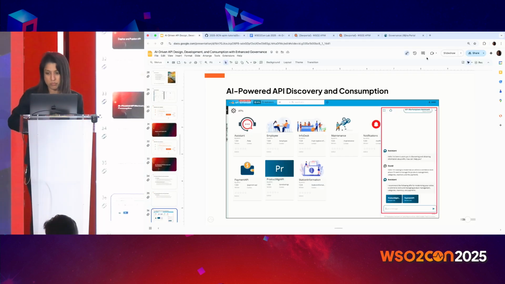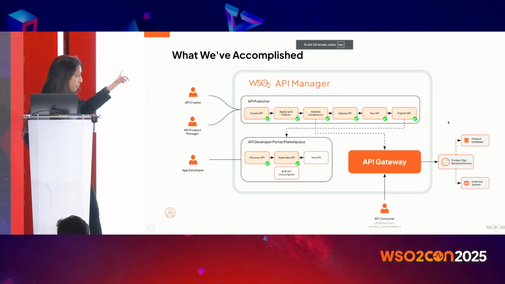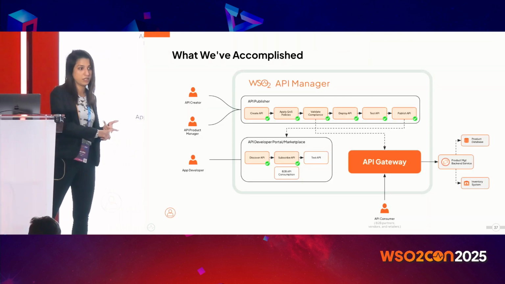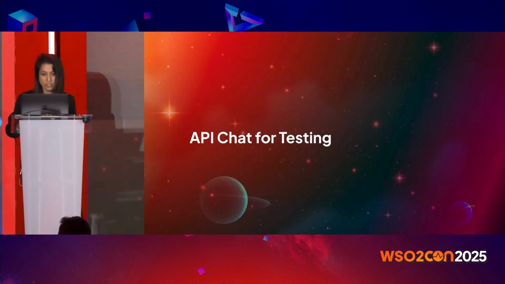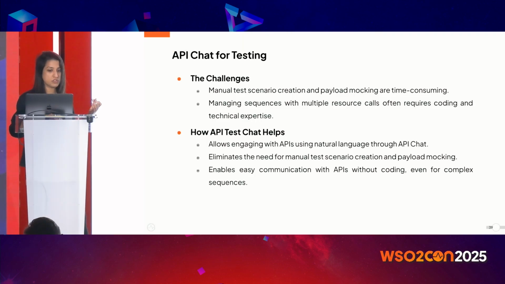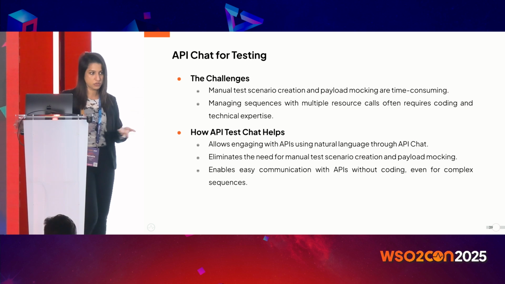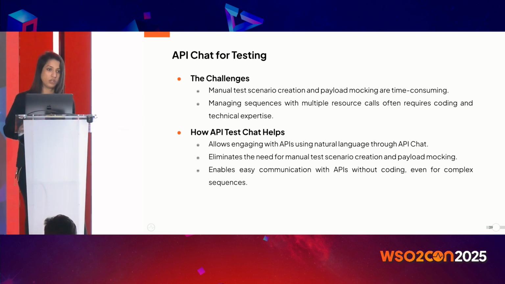Going back to the presentation. Up until now, we've covered discovering the API and subscribing to the API. Now we will look at how AI can be used for testing purposes. The challenge that we identified was that manual testing is sometimes time consuming. And if you want to invoke multiple resources sequentially, it can require some level of technical expertise or coding.